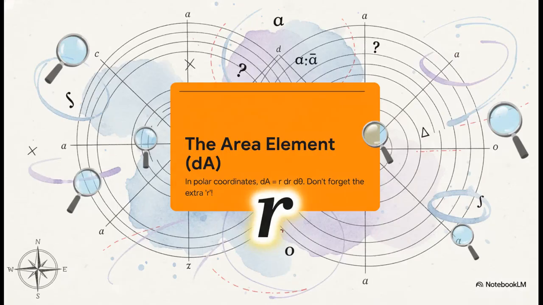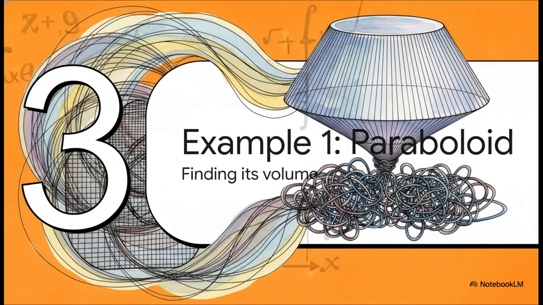And this is it. This is the secret weapon. That area element, dA, it becomes r dr d theta. You absolutely positively have to remember to multiply by that extra r. I'm not kidding, this is the most common mistake students make, and it's also the absolute key that makes this whole thing mathematically solid.